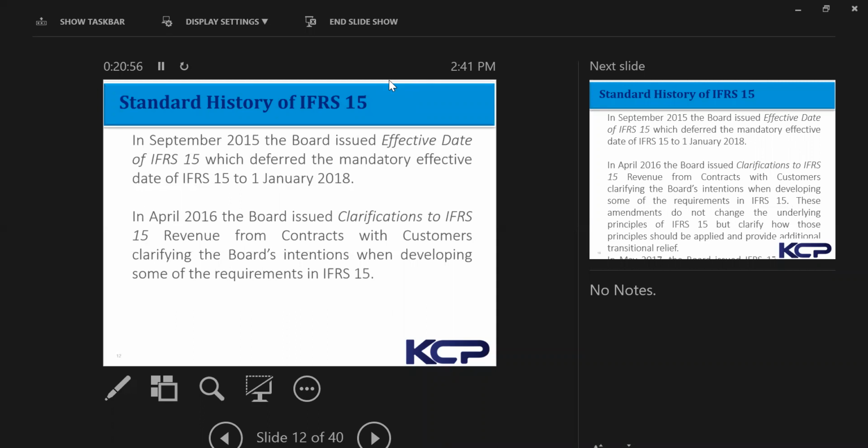So what are the things we are expected to comply with when addressing the concerns in IFRS 15? In April 2016, the board issued Clarifications to IFRS 15, Revenue from Contracts with Customers, clarifying the board's intention when developing some of the requirements in IFRS 15. It's a very, very robust standard.